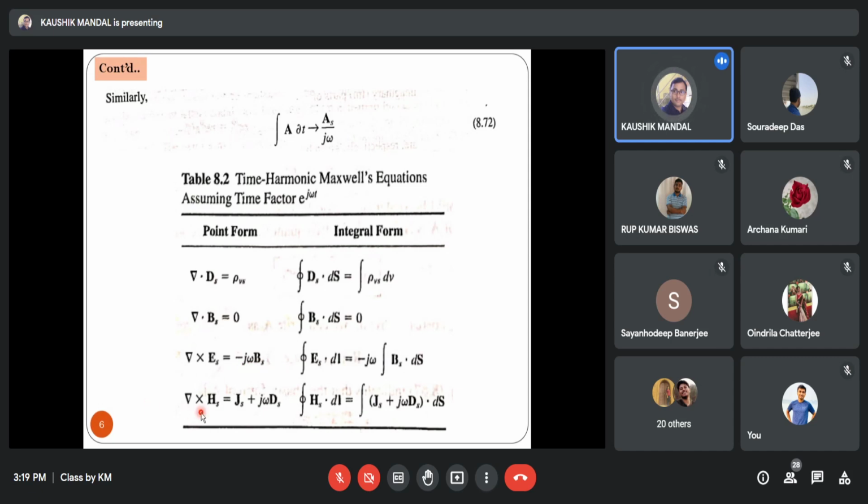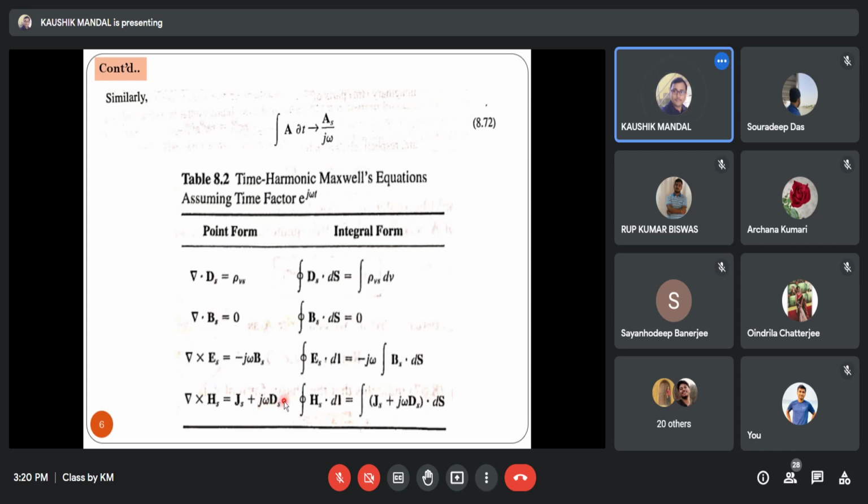Similarly, the last equation, curl of H. Now H is replaced by the corresponding phasor Hs, equal to J plus ∂D/∂t. The time derivative is replaced by jω, so it becomes Js plus jω Ds. Now if you rewrite this in terms of epsilon E, because we know that D equal to εE, it will become Js plus jωε Es.